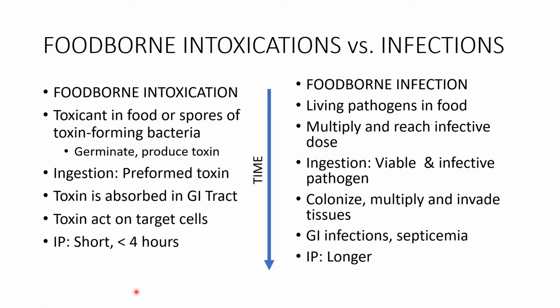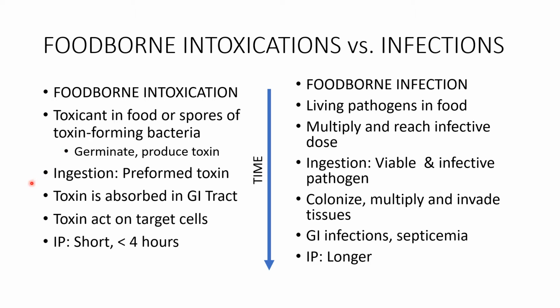So in general, we usually divide foodborne illnesses into two. You have your foodborne intoxication, or simply your food poisoning, and your foodborne infection. So in food poisoning or food intoxication, of course, a toxicant or a substance that may cause toxic effect to a body is present in food or in spores of toxin producing bacteria. So toxin is the toxicant that is produced by the bacteria. And such bacteria may germinate and produce the toxin in the food.